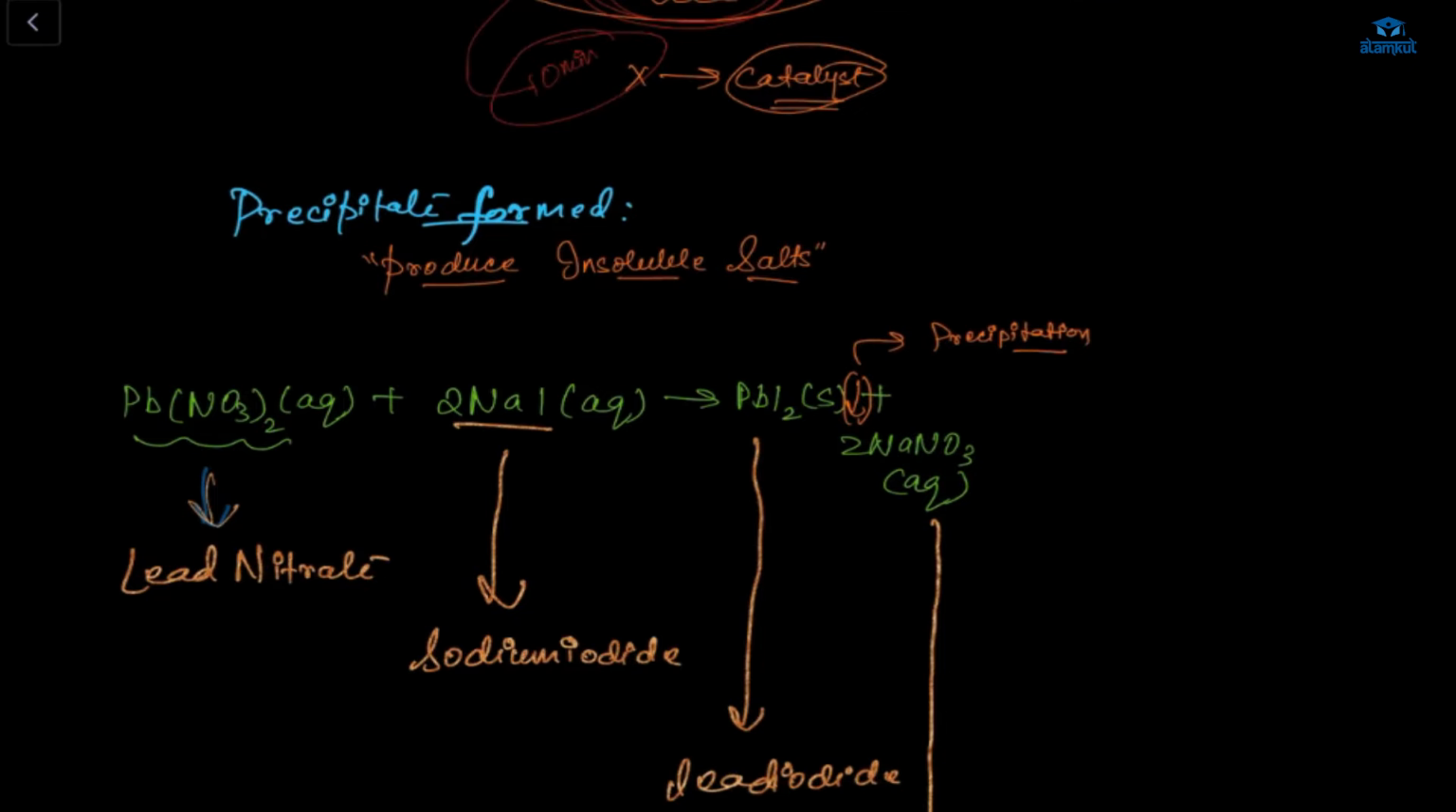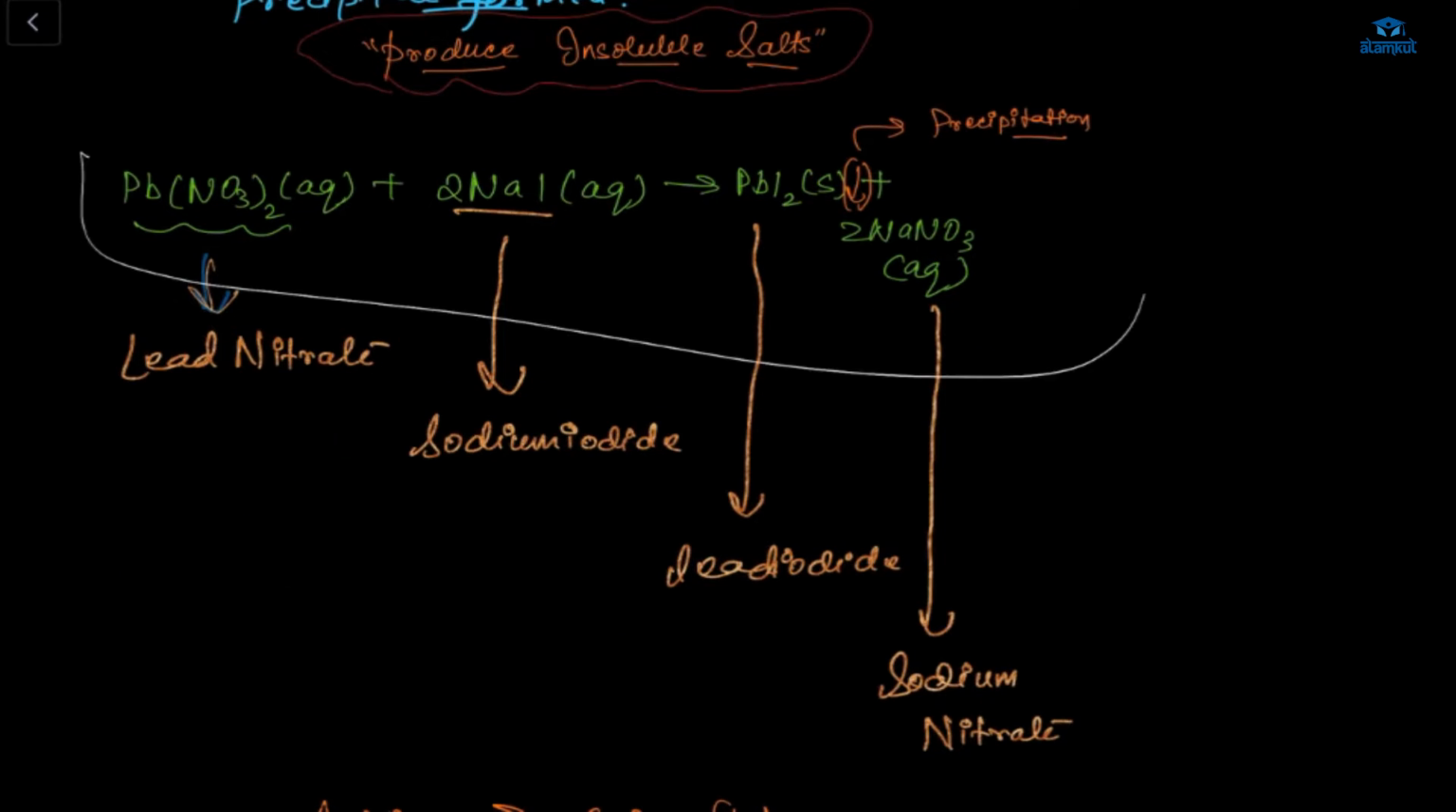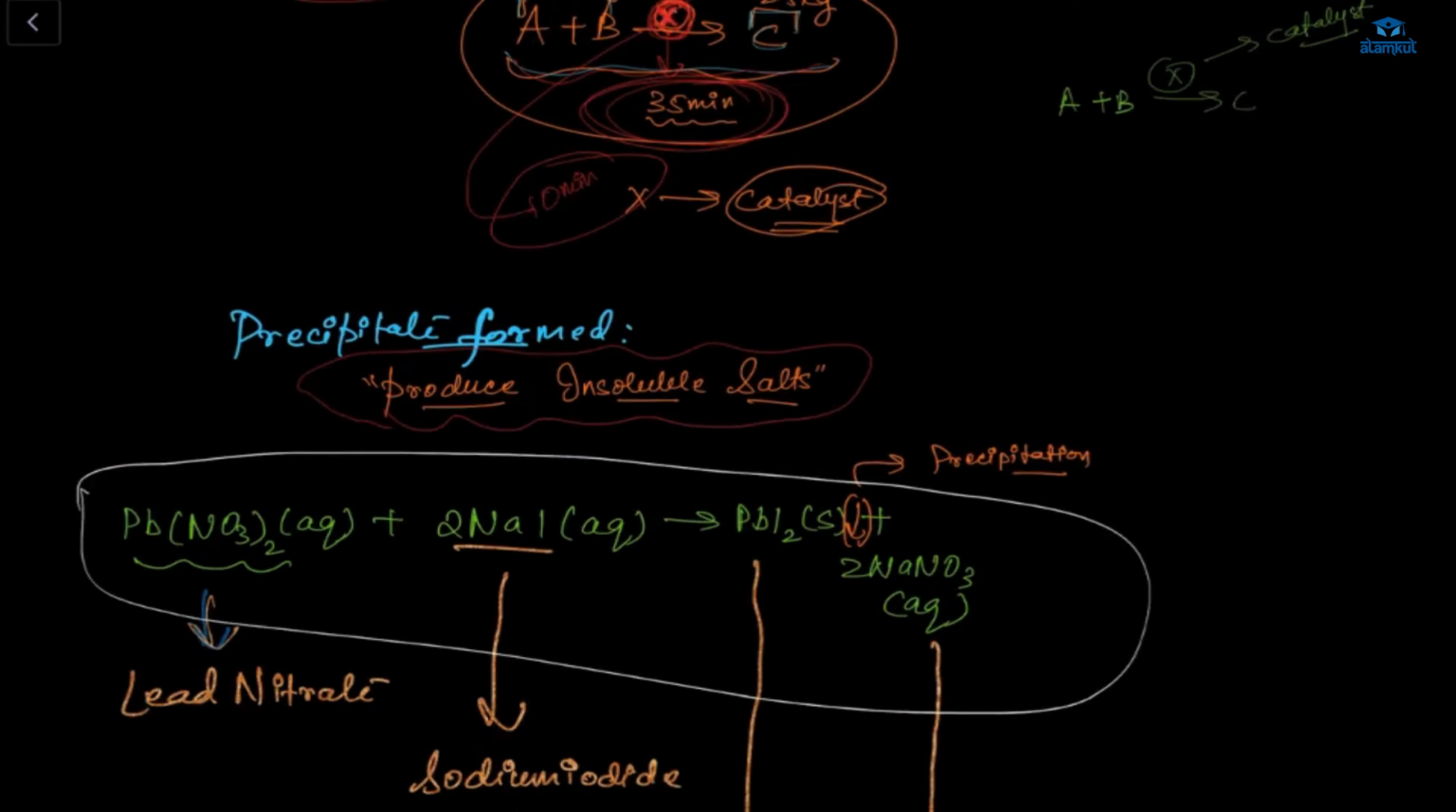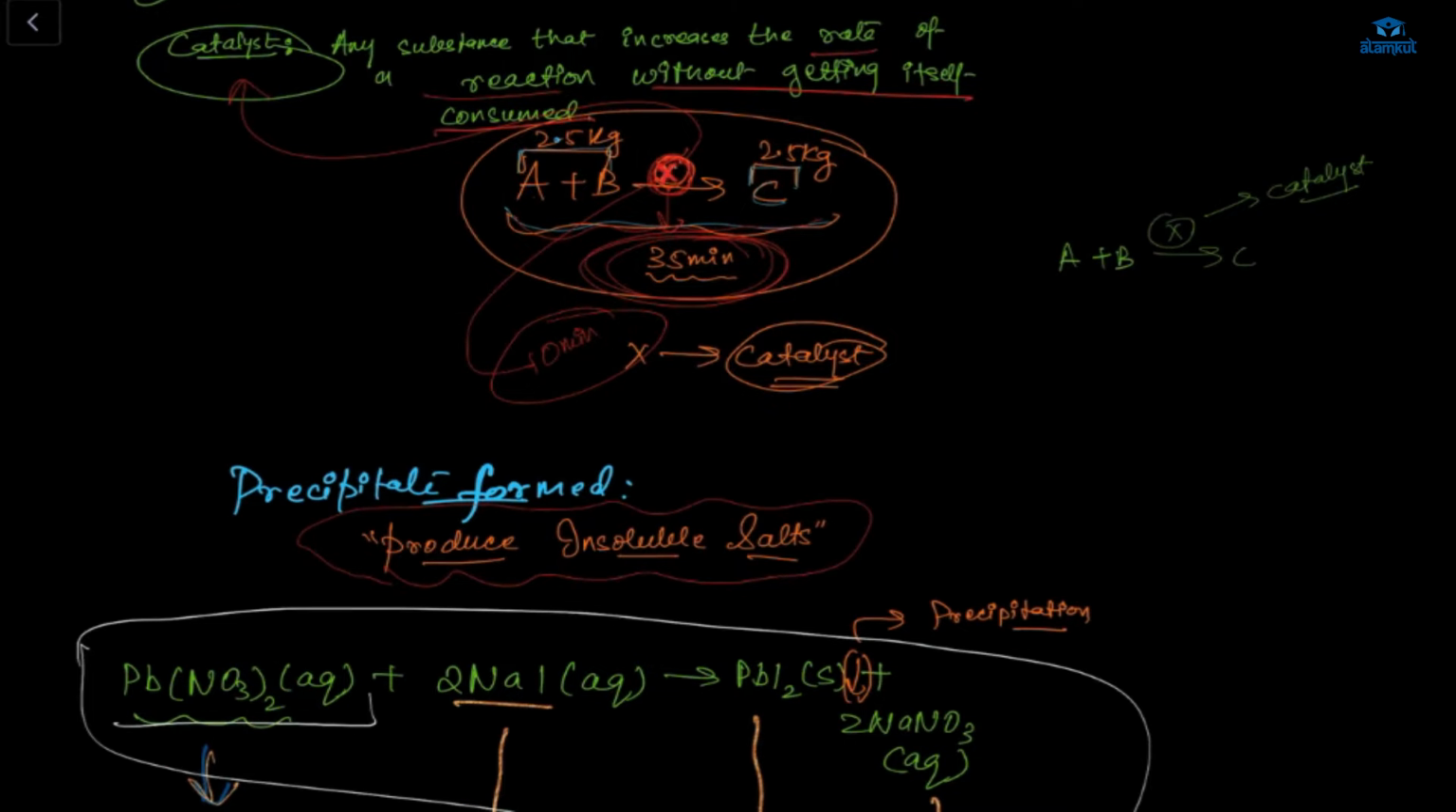Now, what is a precipitate? It's an insoluble substance that is formed in a reaction. Yes, very good. It produces insoluble salts. For example, let me write some equation. This is my equation: Pb(NO3)2. What is Pb(NO3)2, Navya? Any idea?